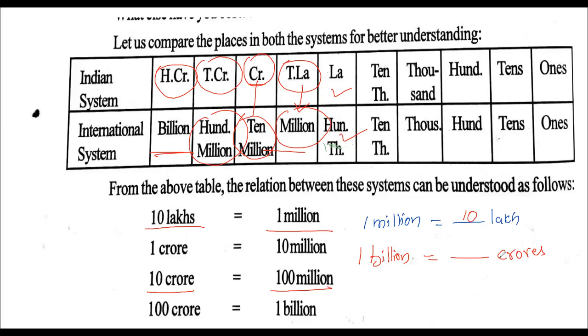So how to give the answer to this type of question? When we know the correlation of the Indian system and the international system, then only we can write it, right? That is 100 crores. This is okay. If you want, you can take a screenshot and write it in your notebook.